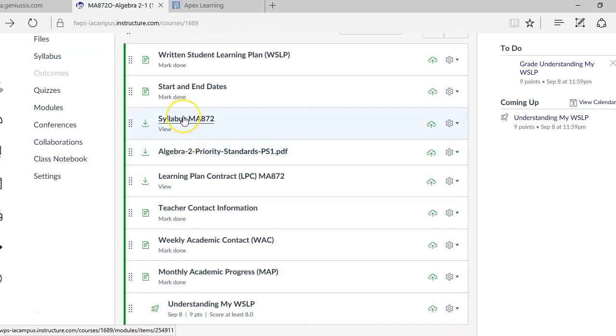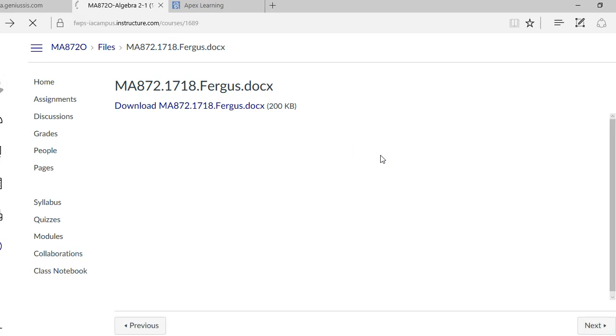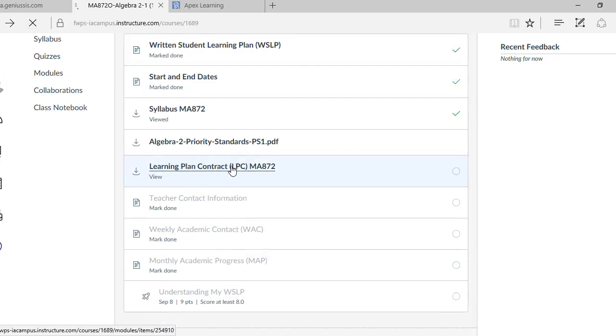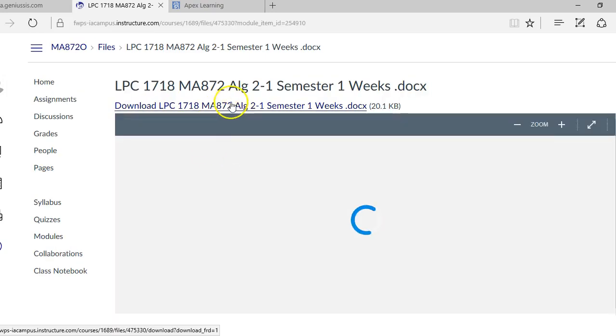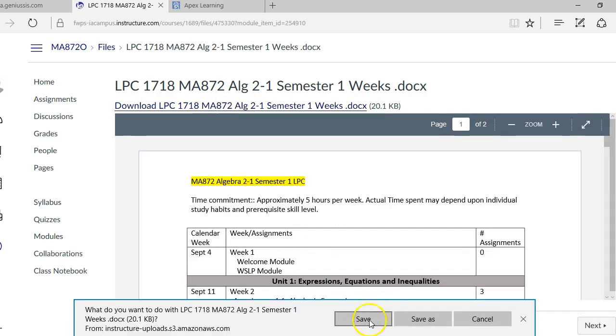You will notice your syllabus. You studied your syllabus, and probably more important for helping you navigate and knowing whether or not you're on pace is going to be your LPC. LPC stands for Learning Plan Contract. If you haven't yet, you want to write down for yourself to print out your learning plan contract for your math class. This tells you exactly what to do each week.